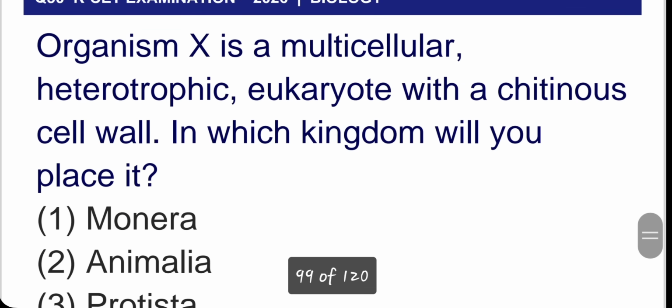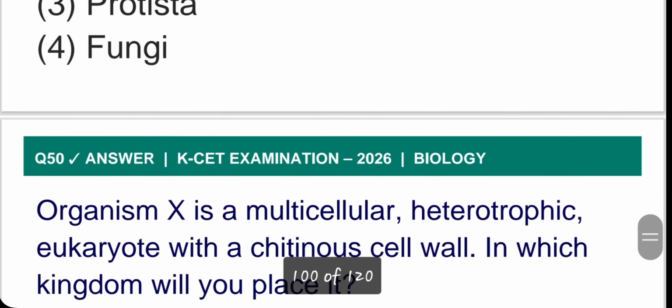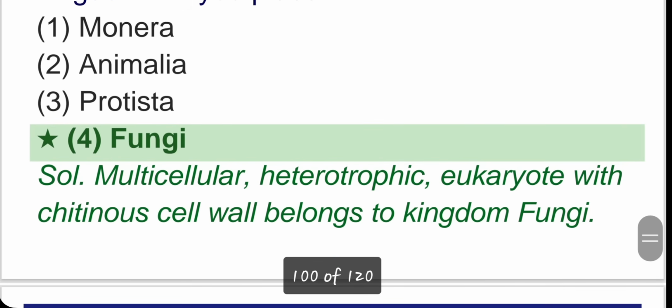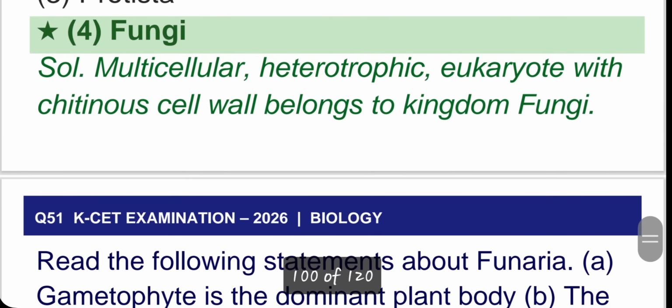Organism X is a multicellular heterotrophic eukaryote with a chitinous cell wall. In which kingdom will you place it? Monera? Multicellular heterotrophic eukaryote with a chitinous cell wall is fungi. So fourth option is fungi. It belongs to kingdom fungi.